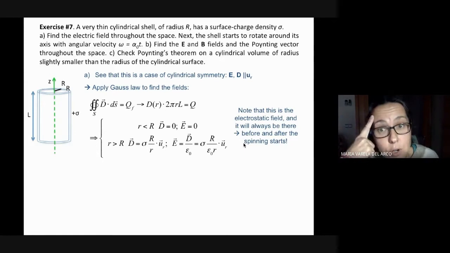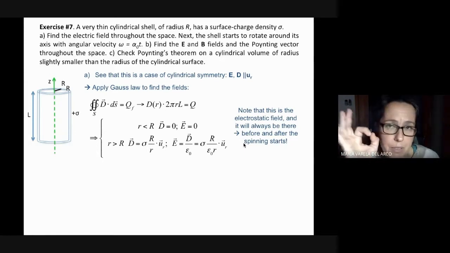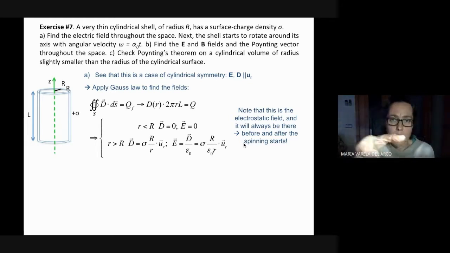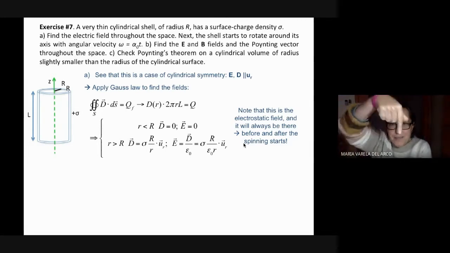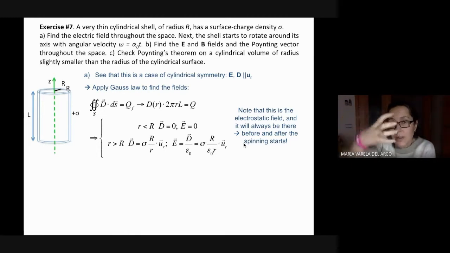And by the way, note that this is the electrostatic field that is always going to be present before and after the spinning starts. Okay? Before the spinning starts, the charge is static. After the spinning starts, the charge is rotating. However, since the charge distribution is homogeneous, the picture at every single moment of time, if you think about it as single photos, single shots, is the same. So the electrostatic field is always there. It doesn't change over time. Okay?